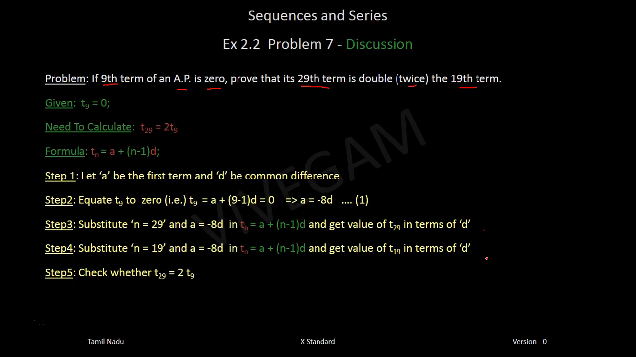So T29 is 2 times T19. That is how you can calculate. That's just an example. You will have to exactly work out what T29 and T19 are in terms of d.